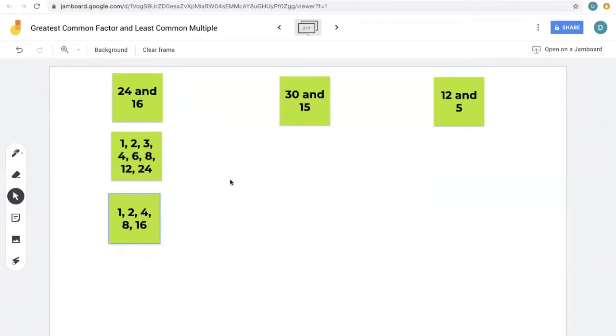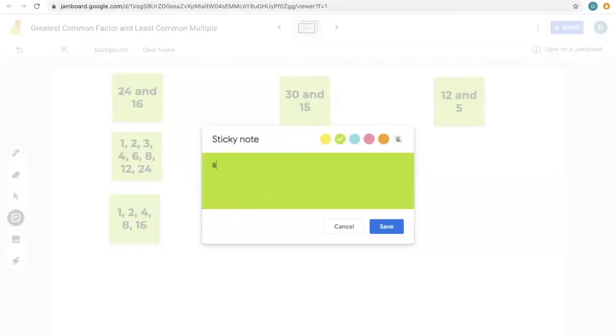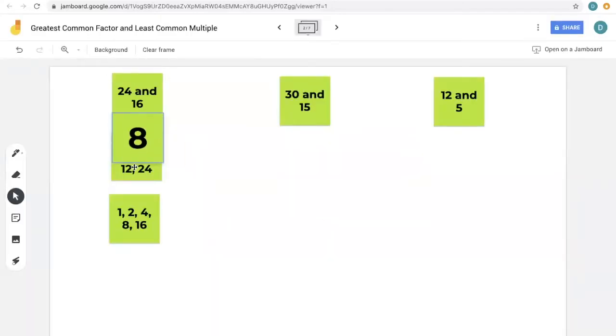So let's find which of these factors is the largest and is in both of them. We know 1 is in both of them, but there's 2 right here, and that's in both of them. So 1 can't be it. 4 is also in both of them, so 2 can't be it. 8 is in both of them, so 4 can't be it. And there's nothing greater than 8 that is a factor of both of these. So 8 is our greatest common factor.